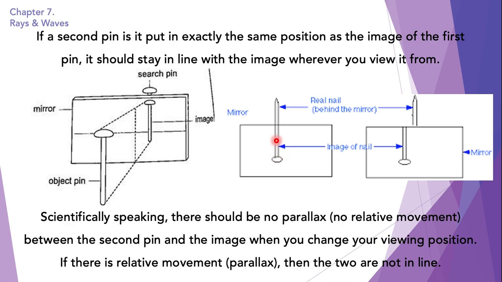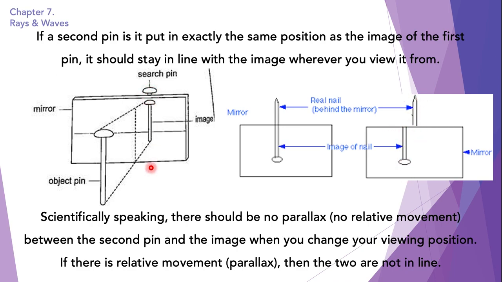So this is the image of the nail and this is the real nail behind the mirror. So right now there is no parallax, but if the search pin is not put at the right position, then there is going to be a parallax and it's not going to be in line. So if there is relative movement, which means there is parallax, then the two are not in line.